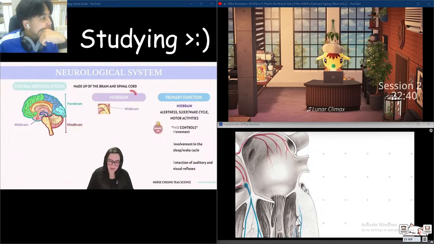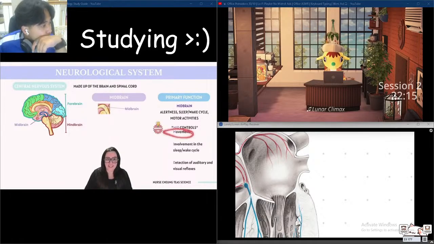Next up, let's talk about our midbrain, which is located deep within the brain. It's essential for maintaining alertness and managing our sleep-wake cycle, as well as overseeing some of our motor activities. An easy way that I like to remember how the midbrain functions is I like to use the mnemonic mid-controls, which stands for movement, involvement in the sleep-wake cycle, and detection of auditory and visual reflexes.